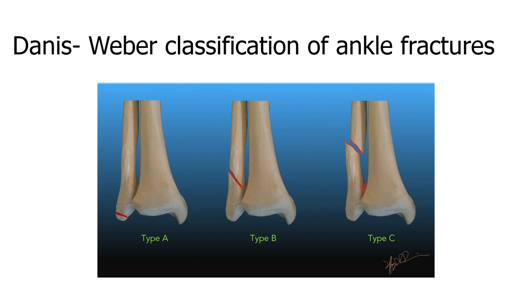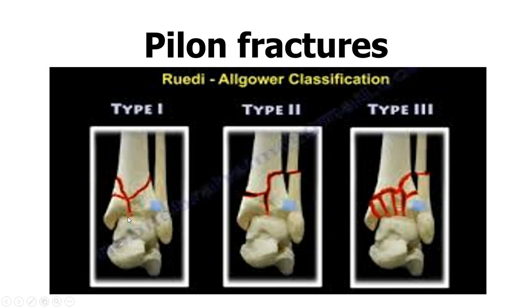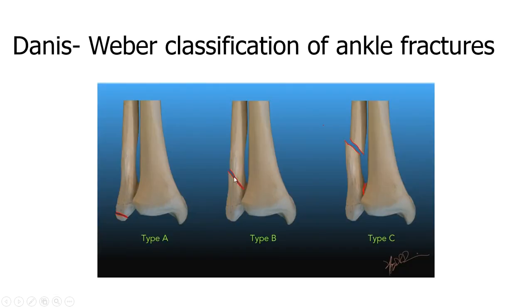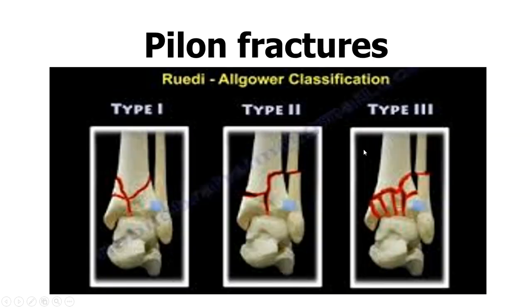One of them is the Danis-Weber classification, which basically looks at fractures of the fibula in relation to the syndesmosis. So remember, what you have is the syndesmosis at this point here, the distal tibiofibular syndesmosis. If you are below the syndesmosis, that is type A. If you are at the level of the syndesmosis, that is type B. And if you are above the syndesmosis, that is type C.